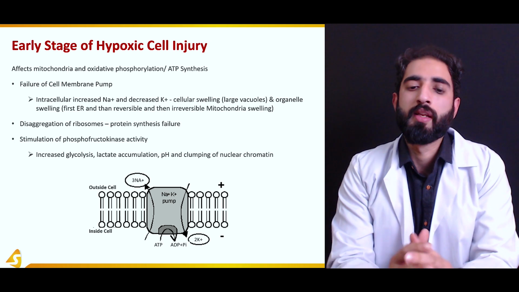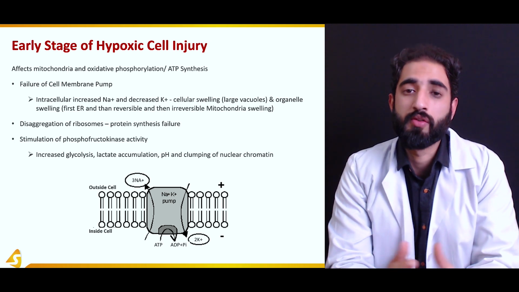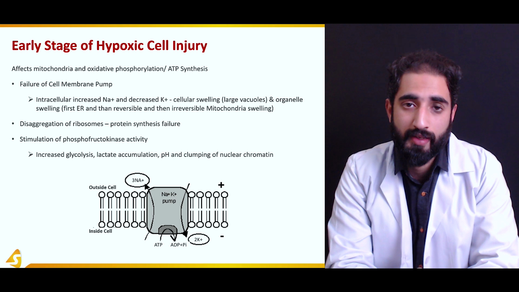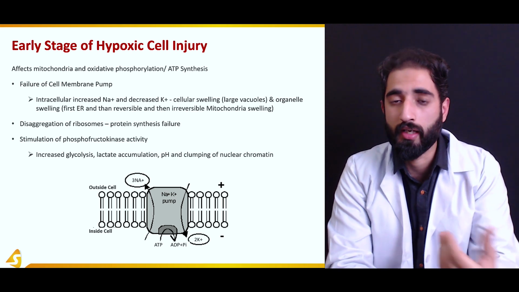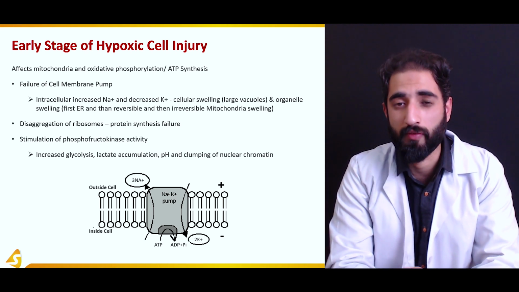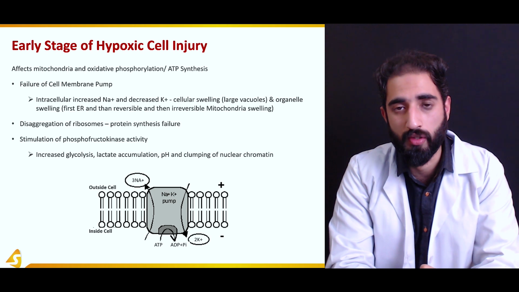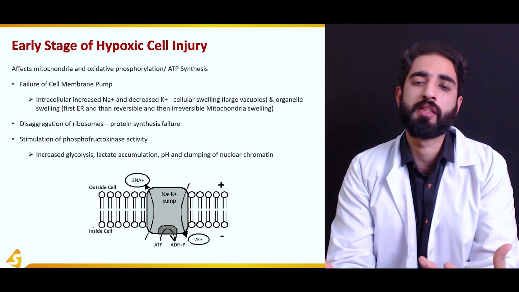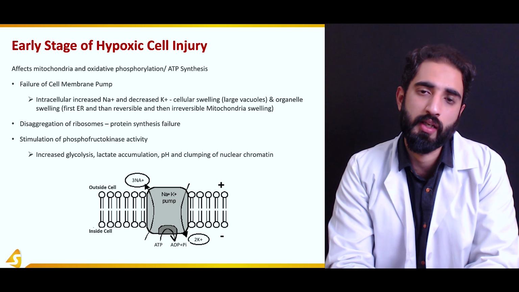So what happens when hypoxia occurs? It results in hypoxic cell injury, and then there are some early manifestations and late manifestations of hypoxic cell injury. So let's start off with the early stage manifestations of hypoxic cell injury.